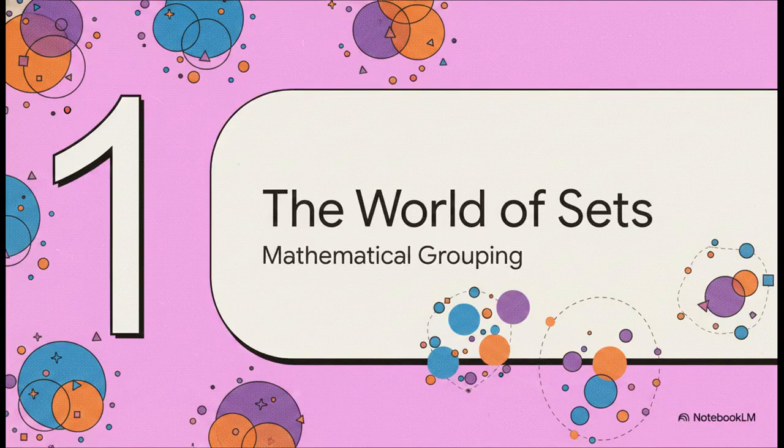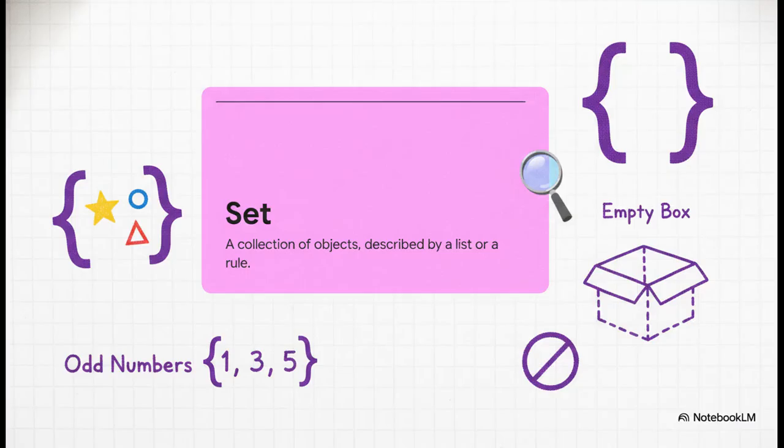Part 1. The world of sets. Mathematical grouping. Let's dive right in and see how mathematicians actually sort the universe of data. At its core, a set is really just a collection of objects, which we describe by a specific list or a rule. For instance, you could have a set of odd numbers, or a set of very specific values like 1, 3, and 5. But mathematics is so incredibly thorough that we even account for, well, nothing. The empty set, represented by those curly brackets with absolutely nothing inside, or that 0 with a slash through it, is quite literally the set with no members. It's kind of the mathematical equivalent of putting an empty box on a shelf and officially labeling it as empty.